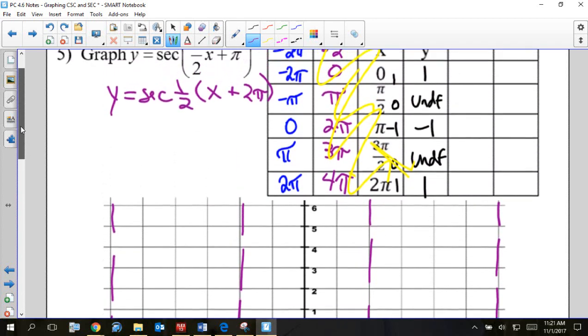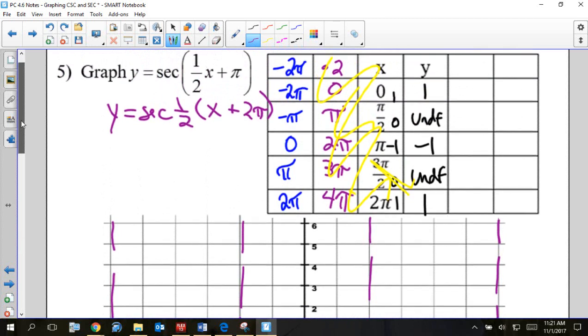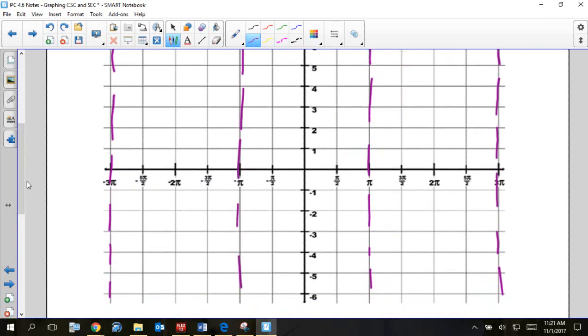What else do we have? So negative 2 pi is 1. 0 was negative 1. And that, when it was cosine, would look like this. I went a little far on that side. Okay, remember that it goes away from the cosine. So if this is a maximum, then we've got a minimum.